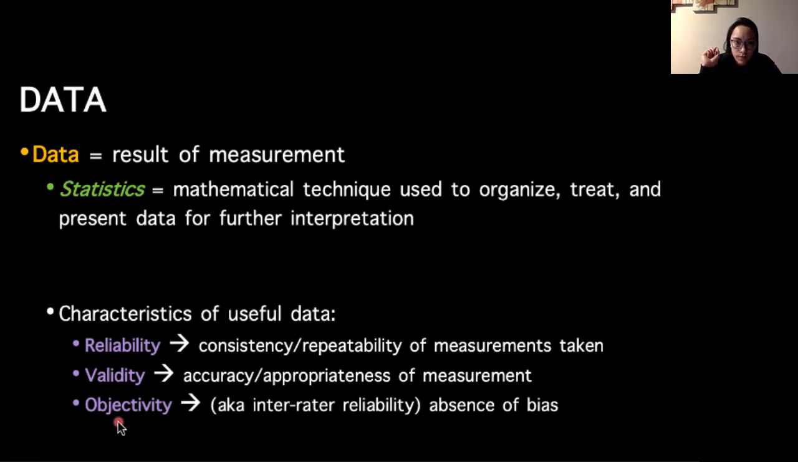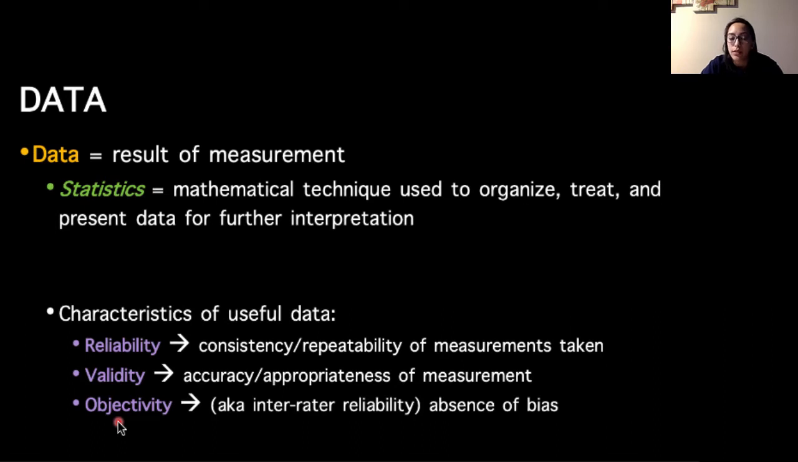You could throw a dart at a dartboard a bunch of times, and if you keep throwing that dart in the same location, that would be a consistent performance, right? If we were putting markers on people for some type of 3D motion capture, the consistency of the placement of those markers on each bony landmark or anatomical location on the body, that would be an example of reliability.